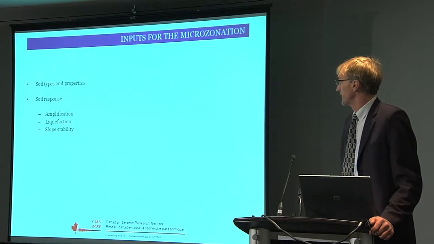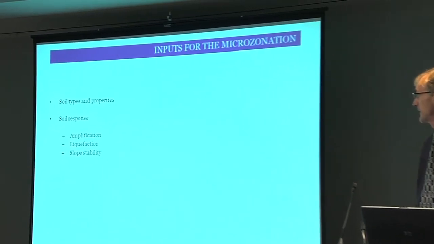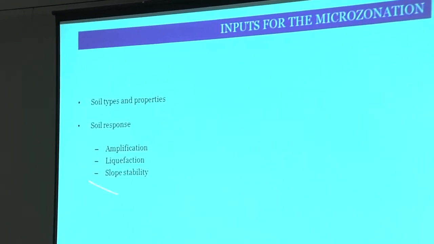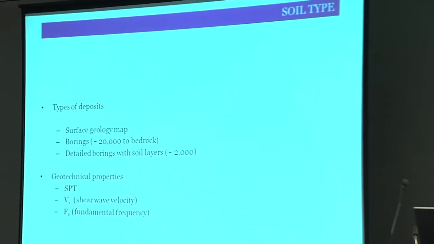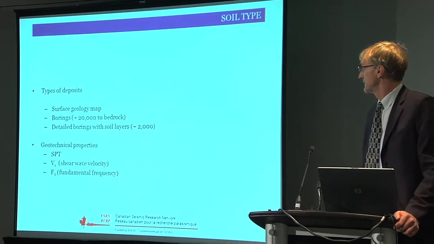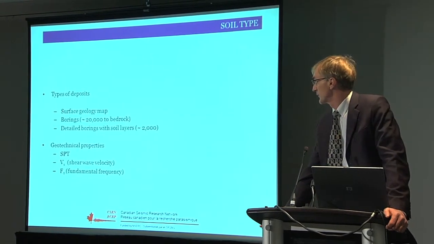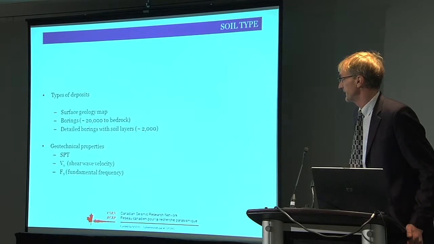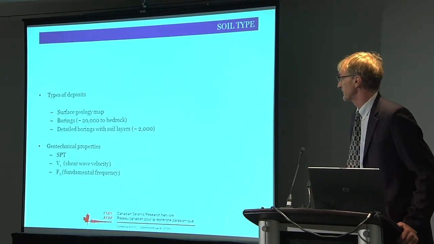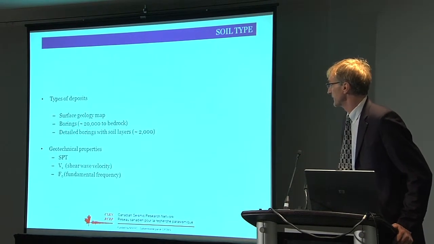So what are the inputs to the microzonation? First set of inputs are to determine what are the soil types at different locations and what are their properties, and then do some analysis to determine the soil response in terms of amplification, liquefaction, or slope stability. So in terms of soil types, the information that we had is first with respect to the type of soil deposits. We had access to several surface geology maps. We also had access to a database of borings. In this case, we had a database of 20,000 borings. There are more borings than that, but the ones that actually went down to bedrock were only about 20,000.